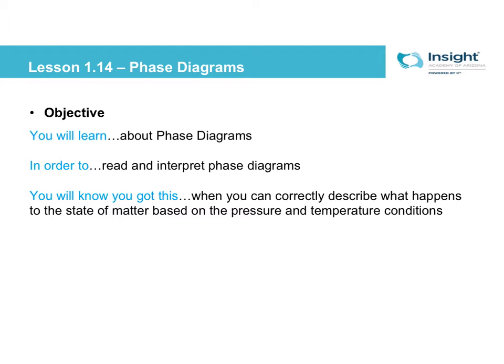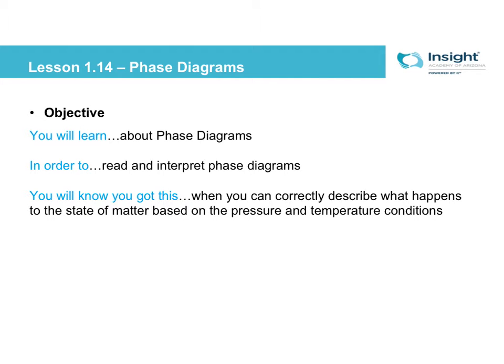Okay, so for the last few lessons in Unit 1, we're going to move past gases and talk about some of the characteristics of liquids and solids. The first thing we want to cover in relation to that is this picture or graph of a phase diagram. So this is something that you'll want to be able to read and interpret.